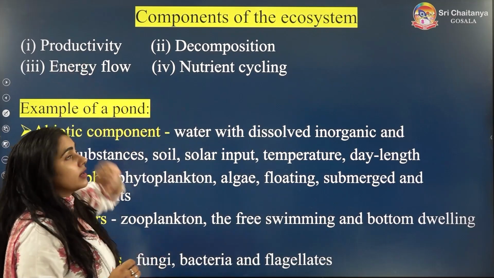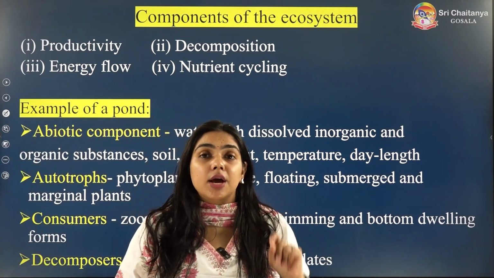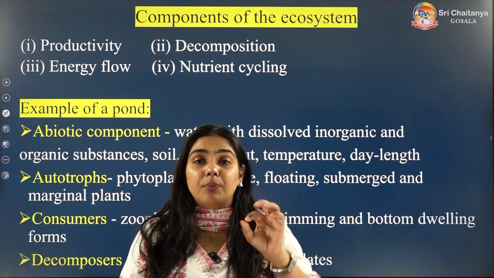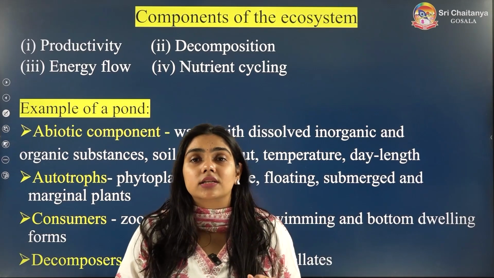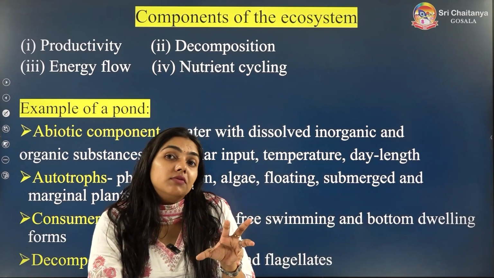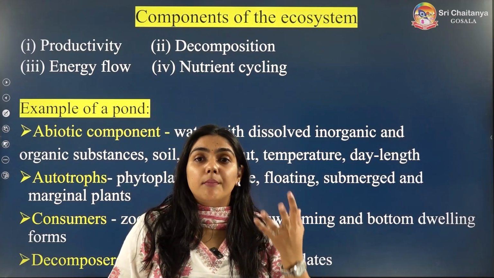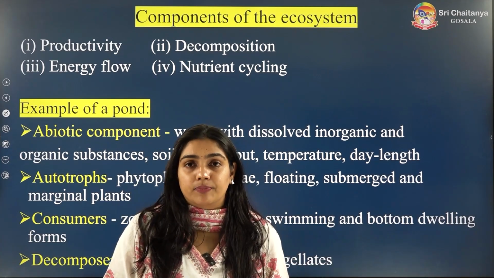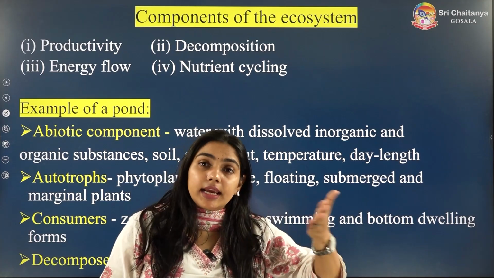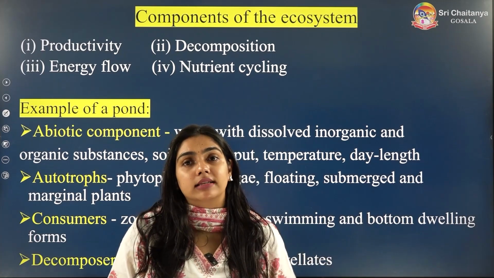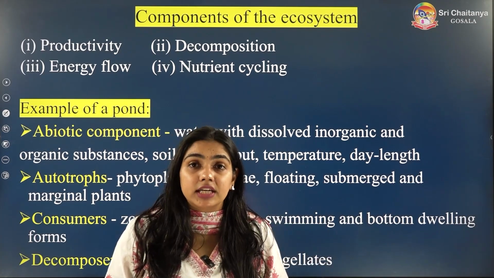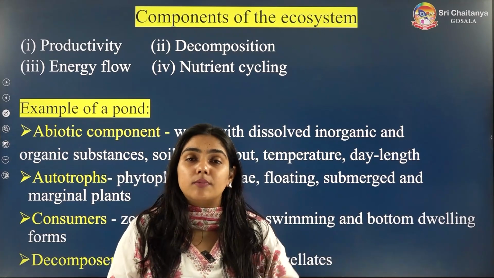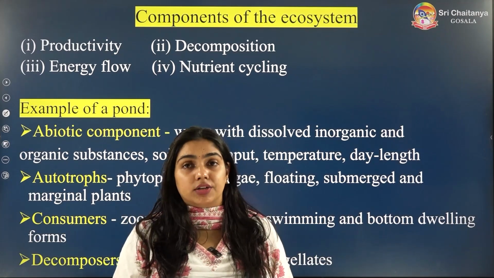For example, the first one is productivity. Productivity is an important topic which we are going to discuss first. In productivity we will see how much biomass is produced by the producers, and then what is the rate of production of this biomass. That is called productivity. So in an ecosystem, one component is productivity.